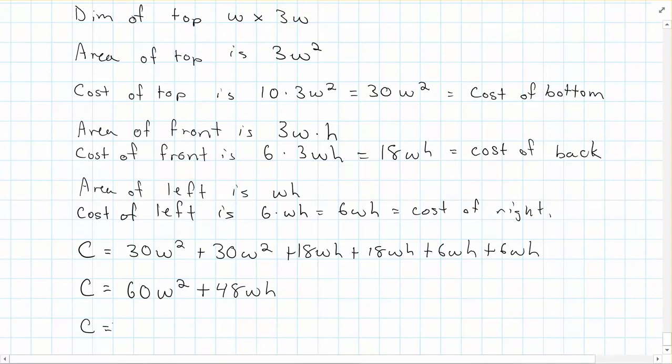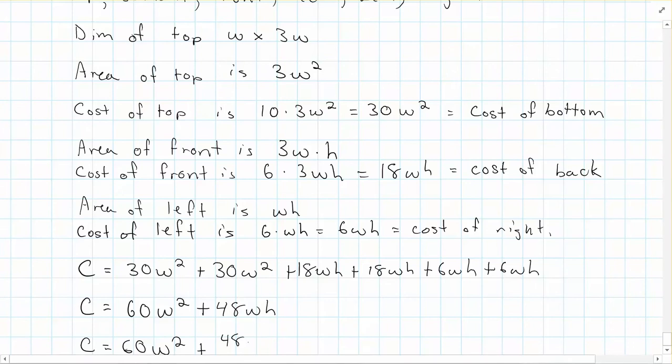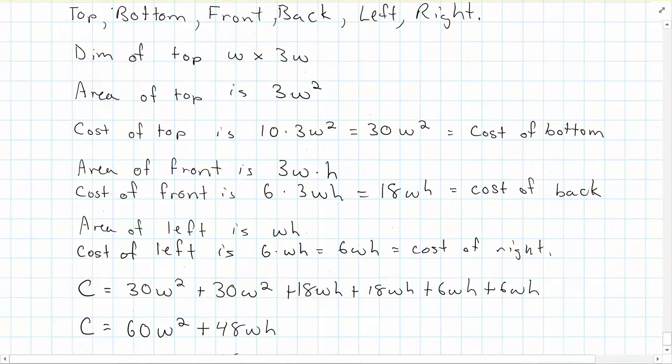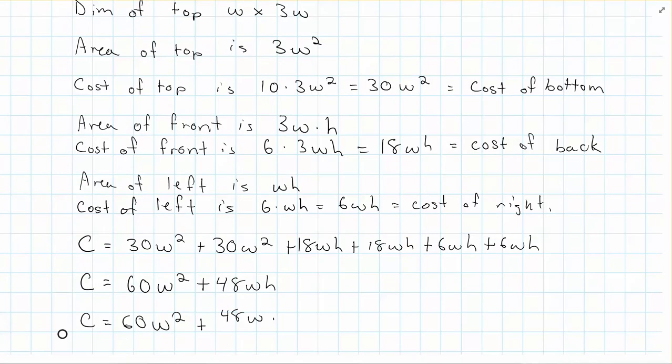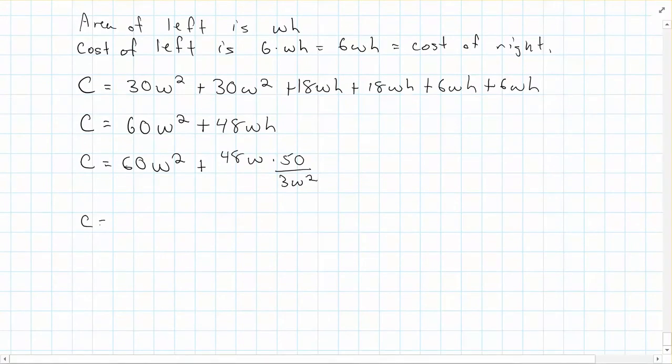So we have C is equal to 60W squared plus 48 times W times, and I'm having to scroll back up here, 50 over 3W squared. Alright, so then let's simplify this out. So my cost is 60W squared, and then 48 times 50 divided by 3 is 800. And this would be W to the minus 1.